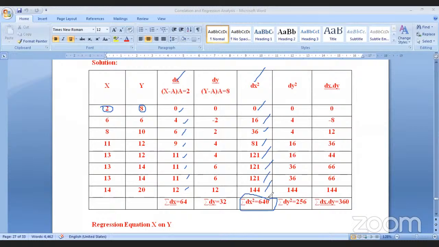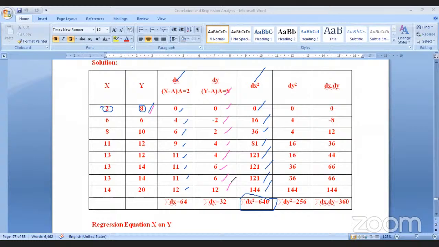Okay, the same procedure applies for dy also. So dy here, see, 8 minus 8, that is 0. 6 minus 8, minus 2. 10 minus 8, 2. 12 minus 8, 4. 12 minus 8, 4. 14 minus 8, 6. 14 minus 8, 6. 20 minus 8, that is 12. So sigma dy is equal to 32.